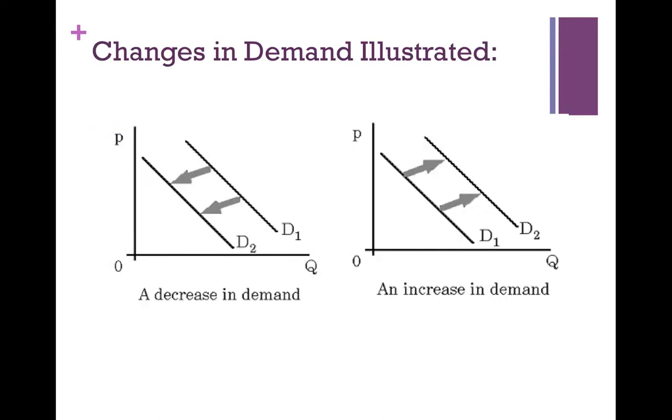Here are the changes illustrated. To the left you see a curve where there is a decrease in demand, D1 shifting over to D2. What this says is that at every possible price, there will be less demanded. It could be because of a recession, people have less money, or a decline in population. It could be a number of different things.